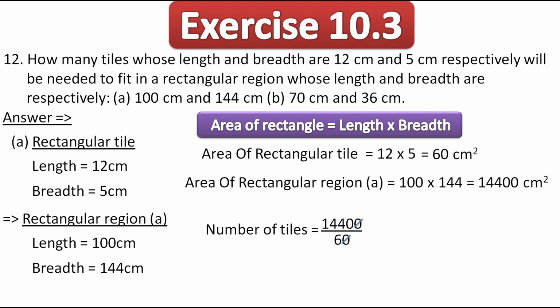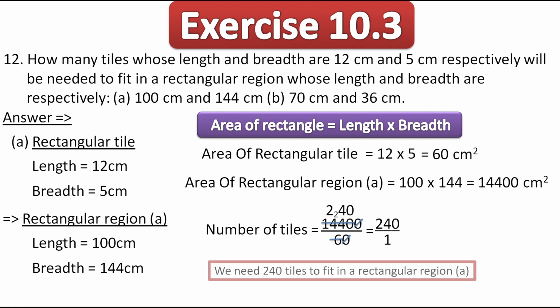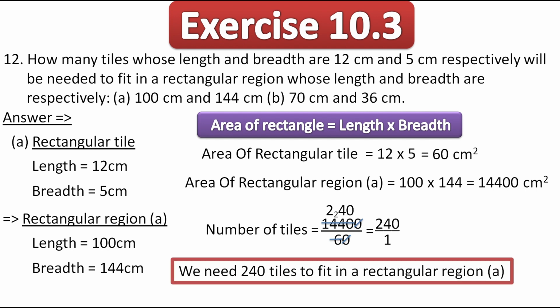Now 6 ones are 6 and 6 twos are 12. 2 remains. So the next number became 24. 6 fours are 24. Now 6 zeros are 0. Therefore we need 240 tiles to fit in a rectangular region A, which has the length 100 centimeter and 144 centimeter. Now let's find out for B1.